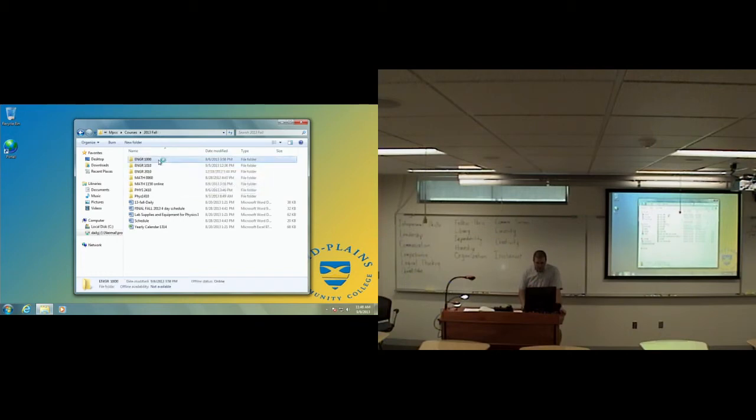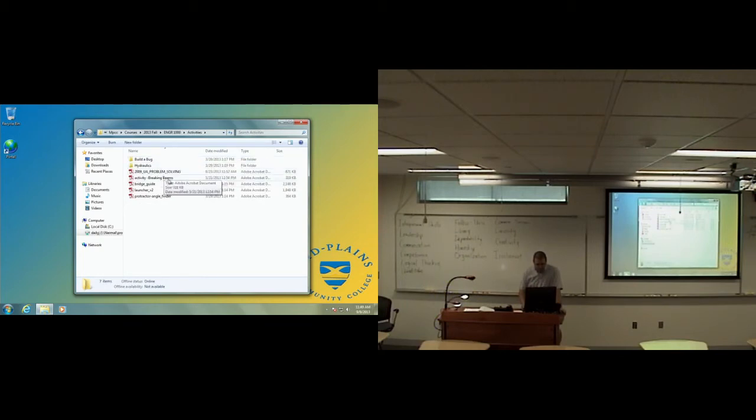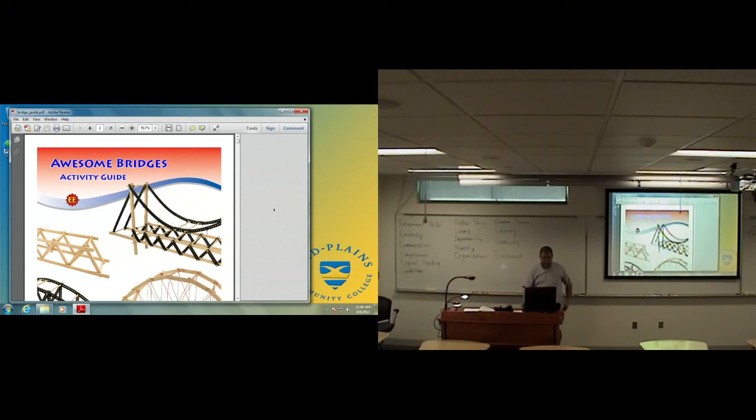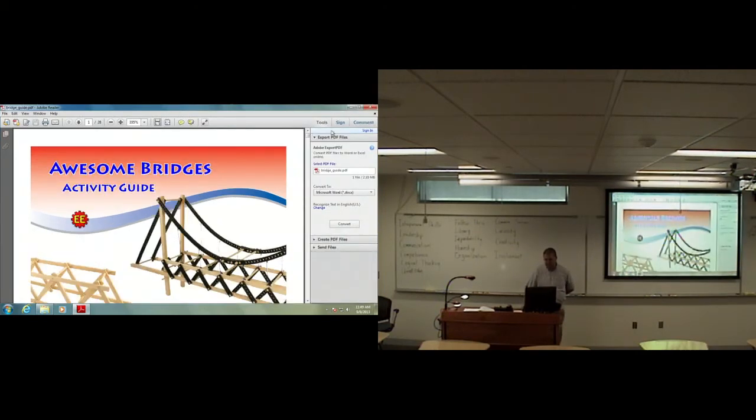All right, so the project is the bridge building project. Let's see if we can get it in here. Well, the bridge guide is our... So what we're going to do is follow this awesome bridges activity guide, right?